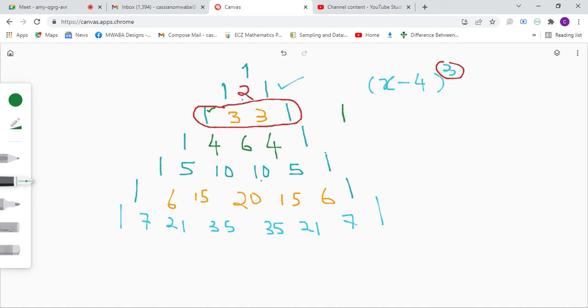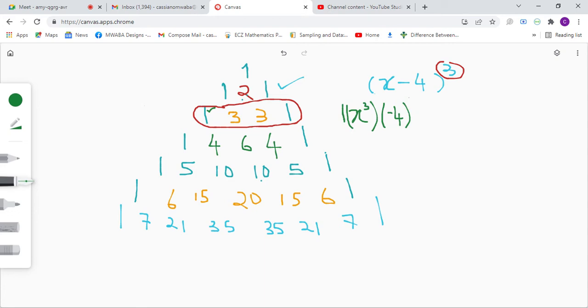Then you're going to say x to the power 3. So it will be 1 times x to the power 3. Then open brackets again, negative 4 to the power 0.